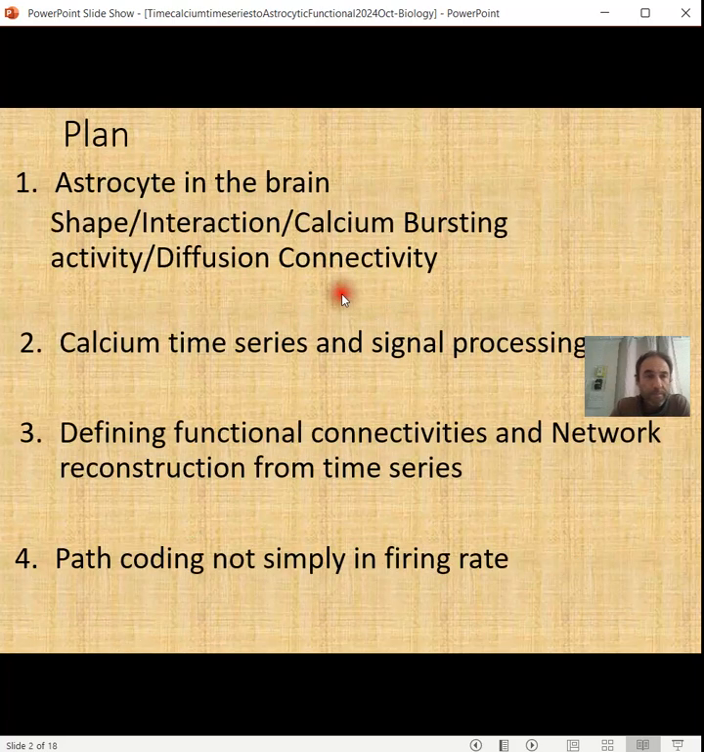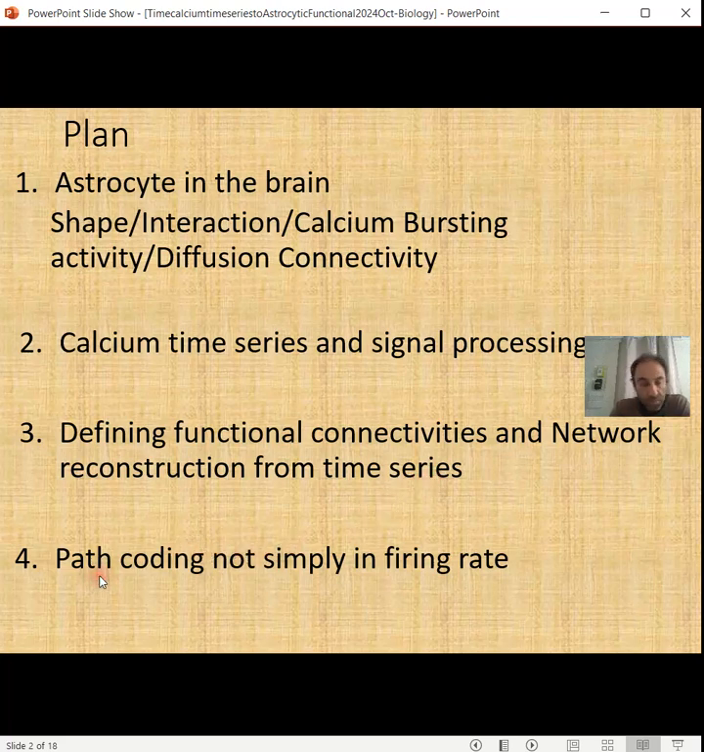So the plan of this ensemble of YouTube videos is the following. I'll spend some time now to describe what astrocytes are in the brain, their shape, interaction, the calcium bursting activity, and their diffusion, the connectivity that can be assessed by a diffusing dye. Then the second YouTube, part 2, will be about calcium time series and the signal pre-processing that will allow us to define connectivity and to reconstruct the underlying network from this correlated time series.